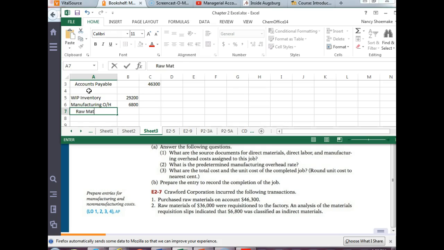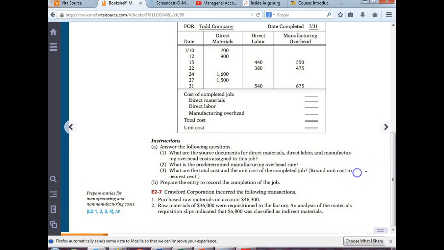And what is our credit? Raw materials inventory of 36,000. Right? Does that make sense so far? Next.